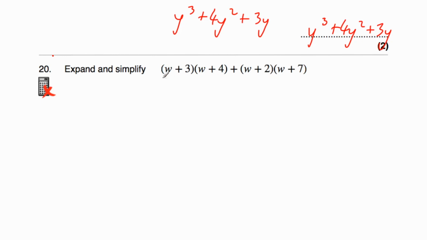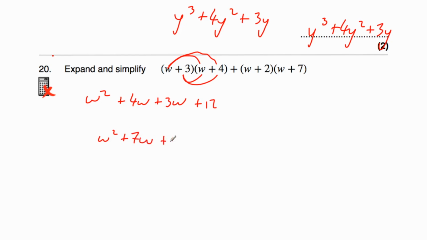So first of all, let's start off with our first pair of brackets. So we've got w times w, it's going to be w squared. W times 4 will be plus 4w. 3 times w is plus 3w, and 3 times 4 is plus 12. Now if we simplify this, we've got 4w plus 3w is plus 7w, so we've got w squared plus 7w plus 12. So that's what we get when we expand w plus 3 times w plus 4.